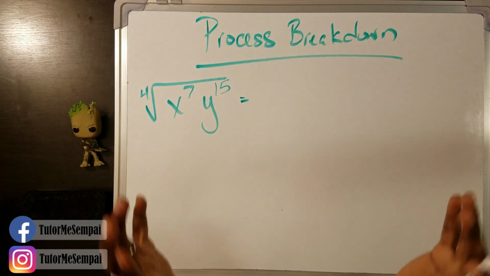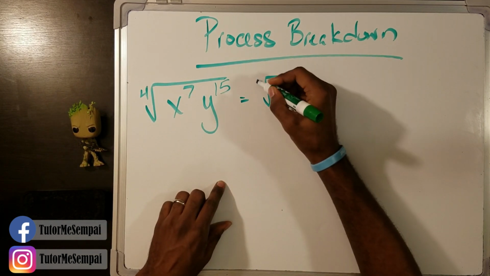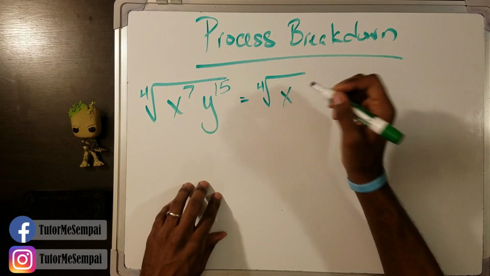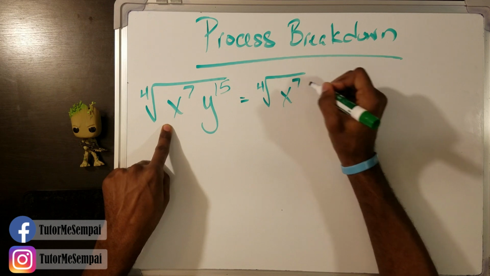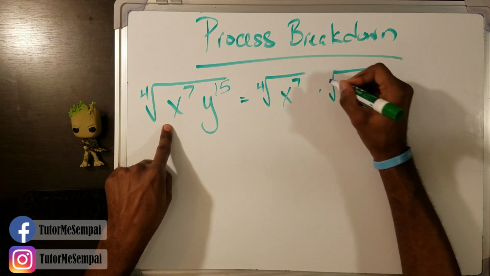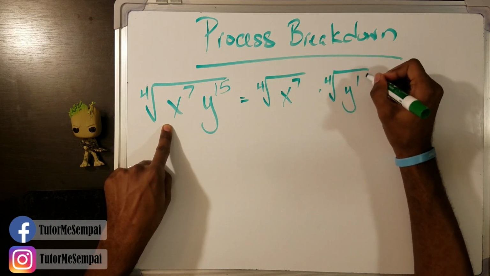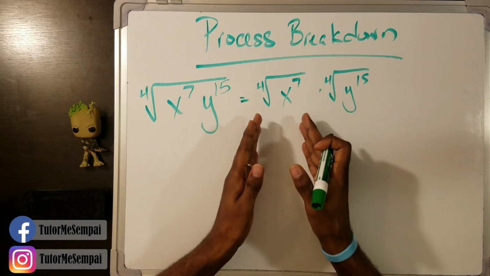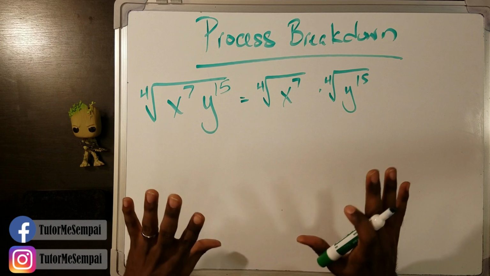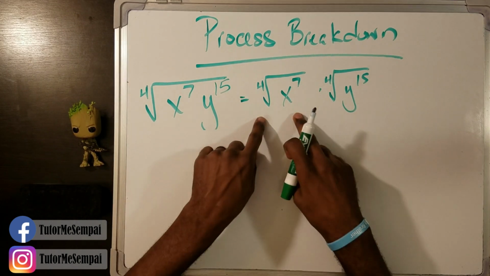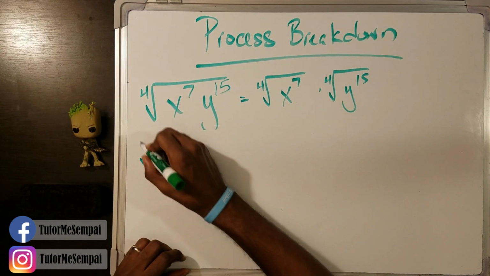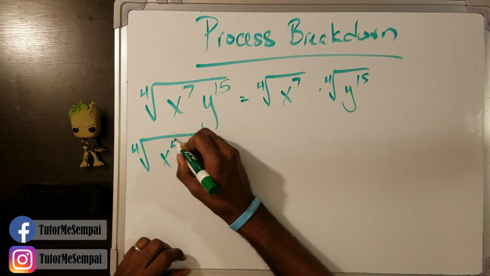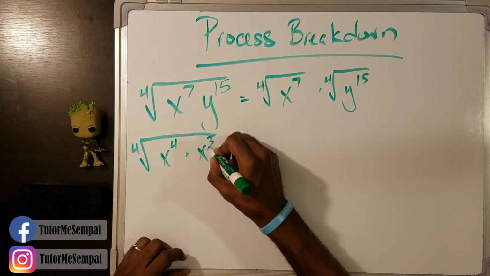And that's going to make understanding this so much more simple because we don't have to worry about doing them at the same time. So this is going to be the fourth root of x to the 7th times the fourth root of y to the 15th. Now that you've broken them apart, focus on each variable one at a time. Remember, the goal is to not get confused. So I'm going to rewrite this one as the fourth root of x to the 4th times x cubed.